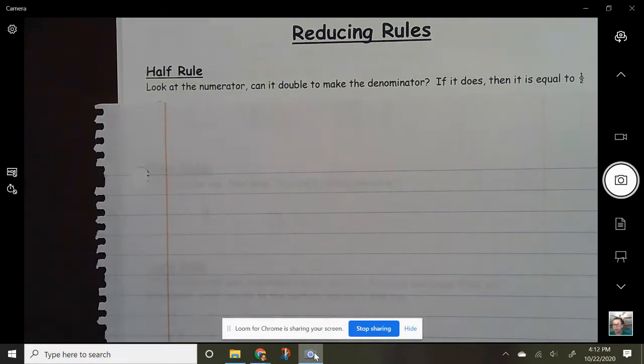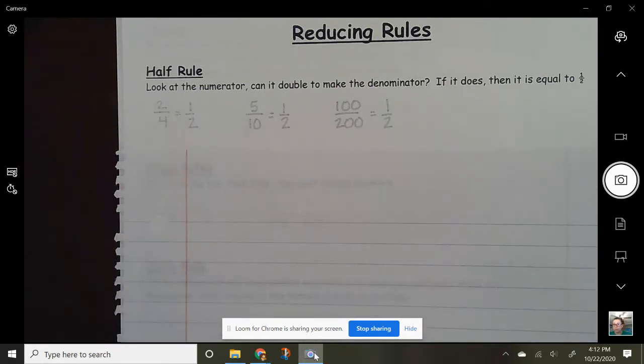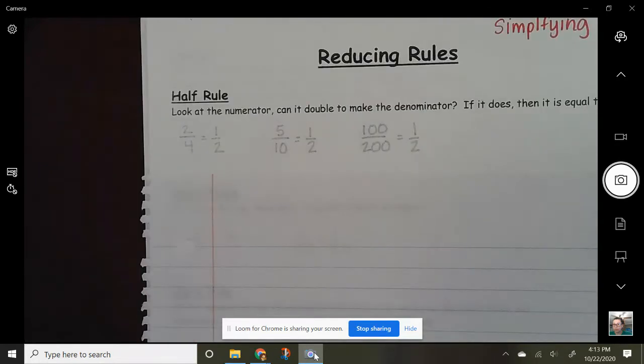Our first rule is the half rule. It says, look at the numerator, that's the top. Can it double to make the denominator, the bottom? If it does, then it's equal to half. So here we have a few, and I'm just going to go over them in my marker.